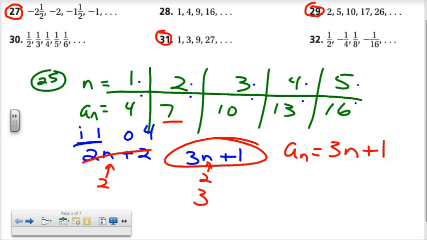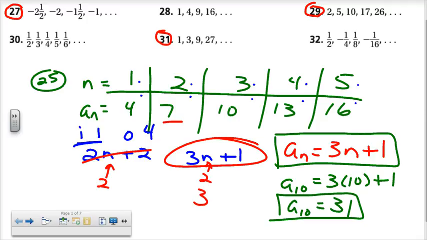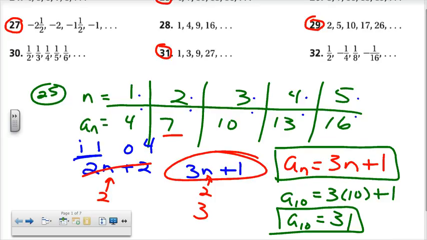And then with this group of problems, they also want us to find the 10th term. So once I have my rule, now I need to find the 10th term. And that's really easy once you have your rule. We can see 3 times 10 is 30, and 30 plus 1 is 31. So there is the 10th term. That's why it's so important to get that rule correct before you begin. Now, I'm going to have to erase this.